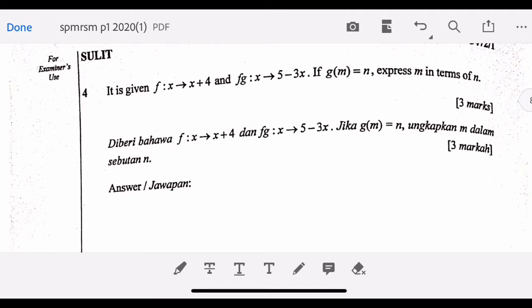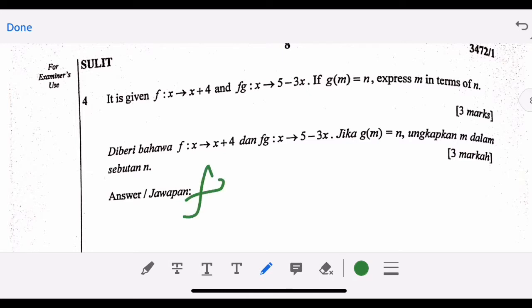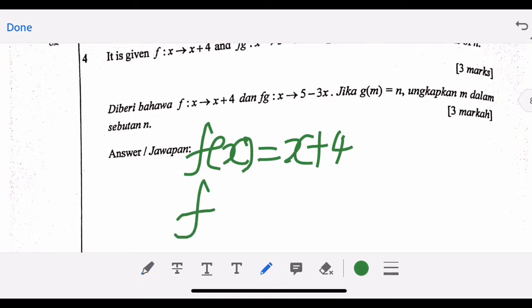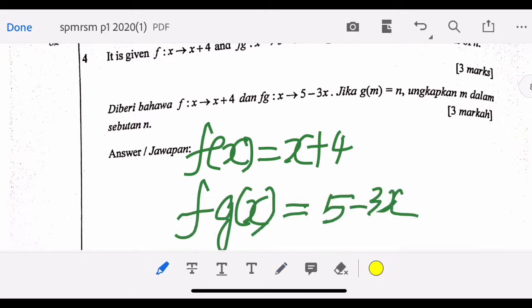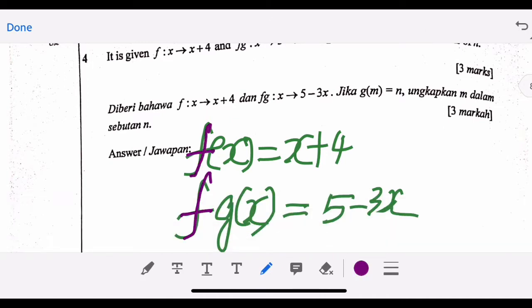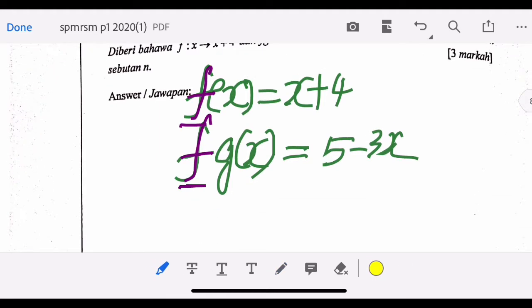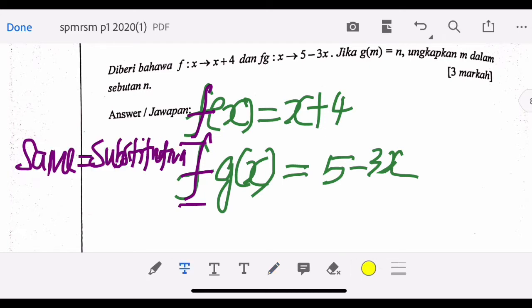Alright, so let's continue with this one. f(x) equal to x plus 4, and you are given the same letter. Okay, remember what I say. If the composite function is starting with the same letter, let's highlight in a different color. F, same, substitute. Remember what I say. When it is same, we will use substitution. When it is not the same, we will use finding inverse.